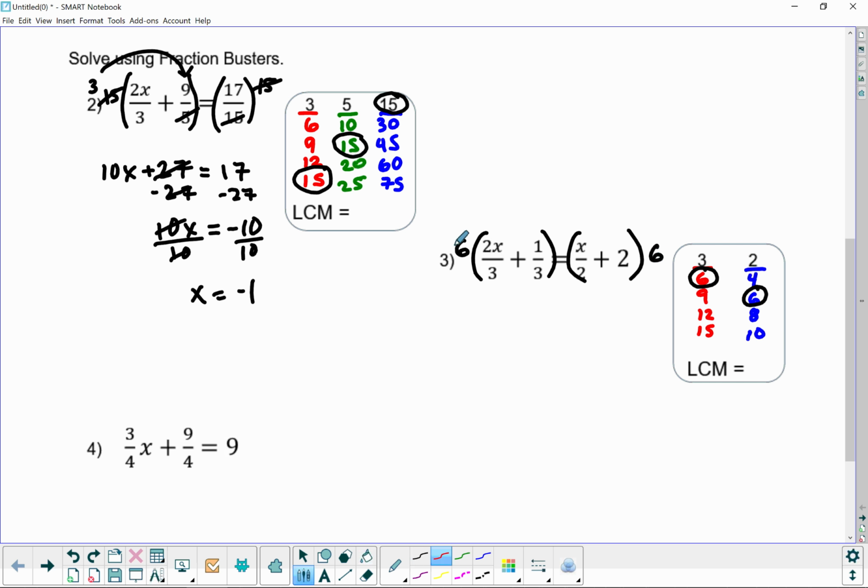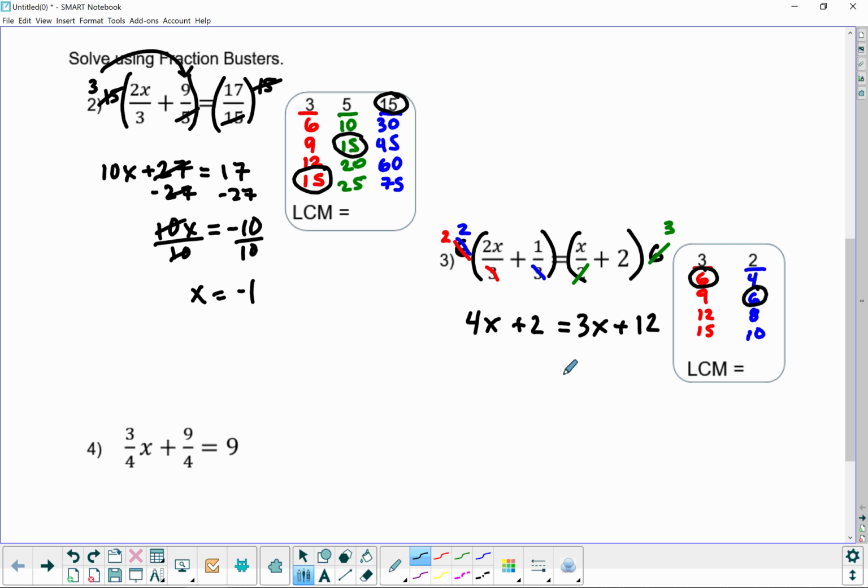Right here, 6 and 3 are going to cancel. You're going to have a 2 left over. So 2 times 2x is going to give you 4x. Then 6 is going to cancel with 3, giving you a 2, and 2 times 1 is a positive 2. Over here, 2 is going to cancel with 6, leaving you with a 3, and 3 times x is 3x. Then 6 times 2 is going to give you 12.